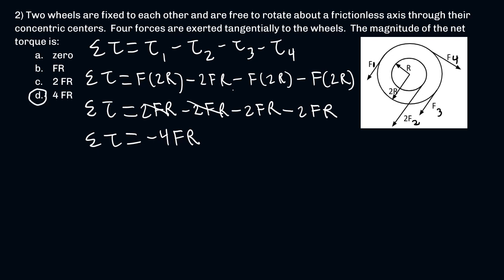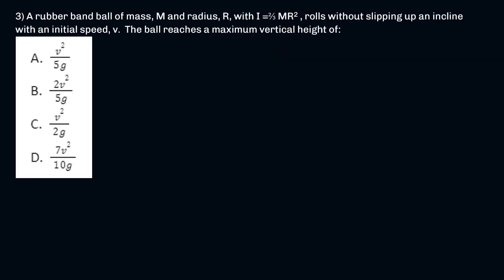All right, so let's move into our next example. Let's move on to example number 3 here. We have a rubber band ball of mass m and radius r with a moment of inertia I of 2/5 mr squared. It rolls without slipping up an incline with an initial speed v. The ball reaches a maximum vertical height of, and the answer choices here are in terms of just variables, so we're not going to be dealing with any real numbers or having to plug in anything essentially.